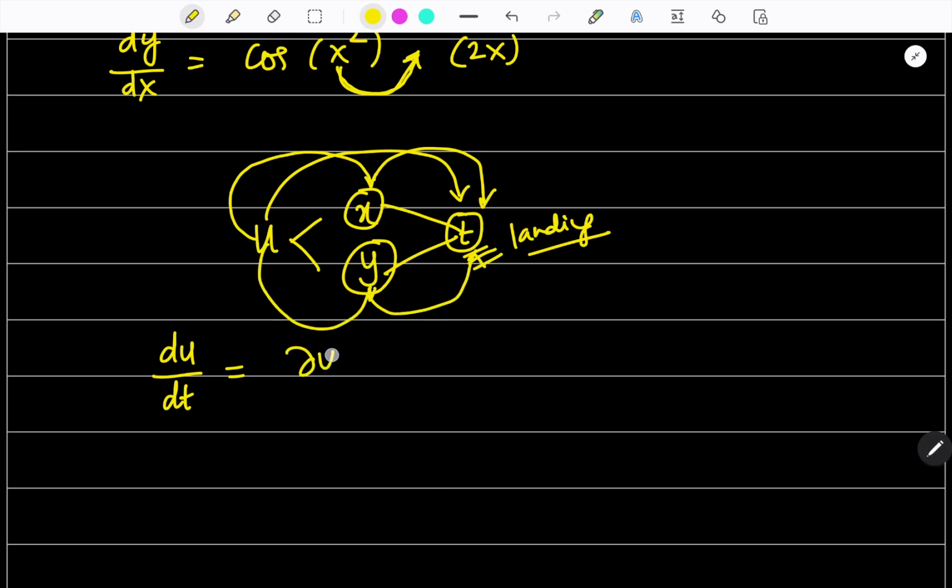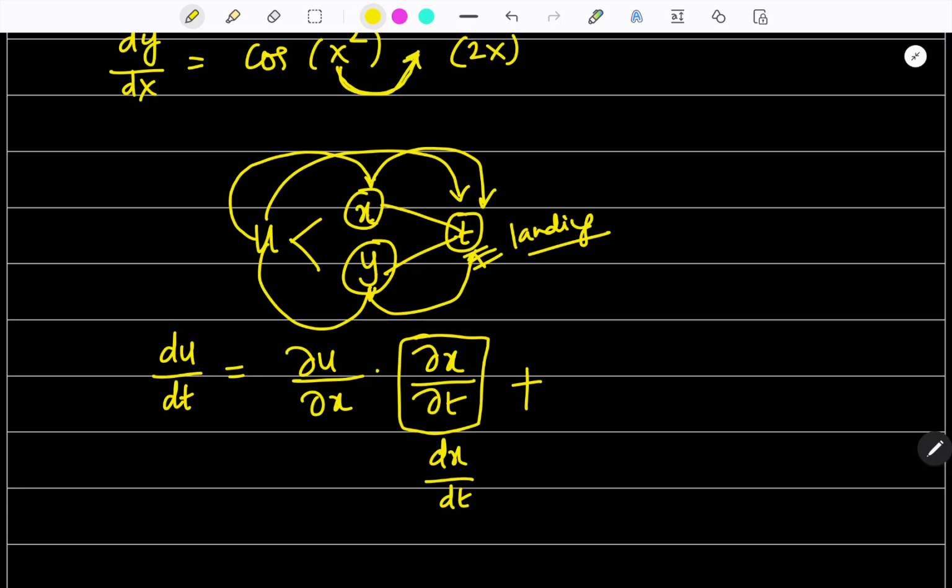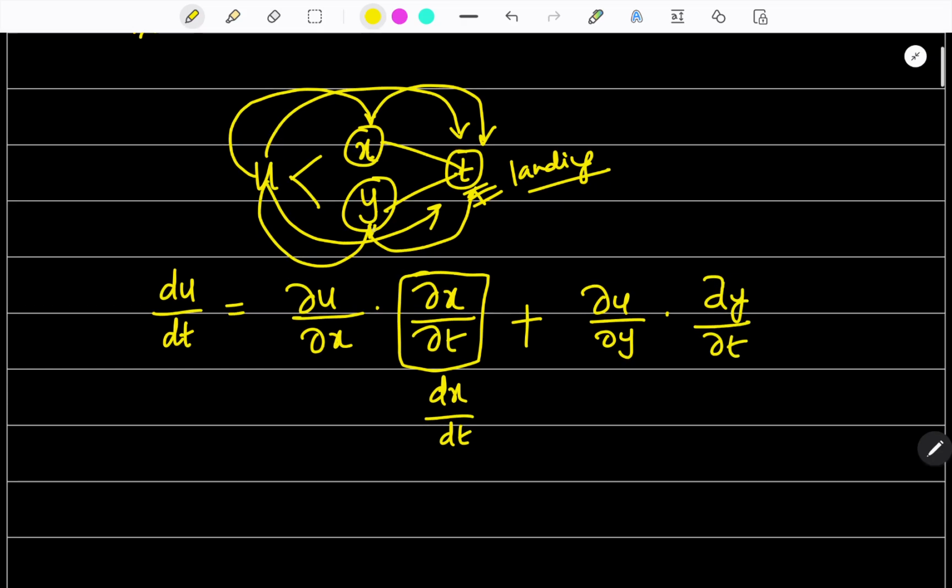It means you go dou u with respect to dou x, and then dou x with respect to dou t. Look here, u is a function of x and y, so you can use dou. Dou means partial. But x is a function of a single variable t, so instead of writing dou x by dou t, you should write dx divided by dt. Plus, going in the other direction, dou u divided by dou y times dou y divided by dou t. But y is a function of only one variable t.